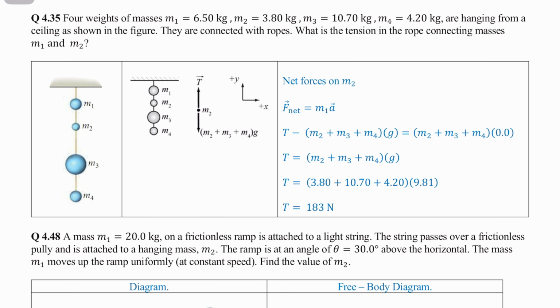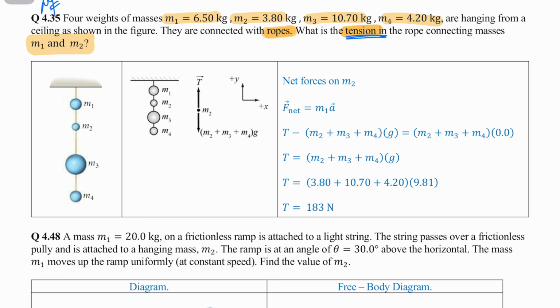Okay, this is something interesting, and I will write important. Four weights, masses M1, M2, M3, M4, are hanging from the ceiling. They are connected with rope. What is the tension in the rope connecting masses M1 and M2? Guys, what exactly are we looking for in this question? We are looking for the tension.